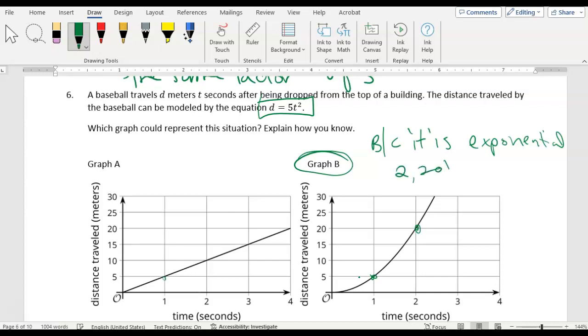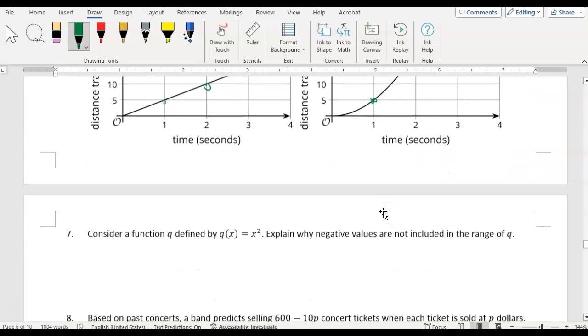So 2 comma 20 works here. But if I were to look at the 2 here, this is 2 comma 10. That does not work in this equation. So you can also say you tested points.